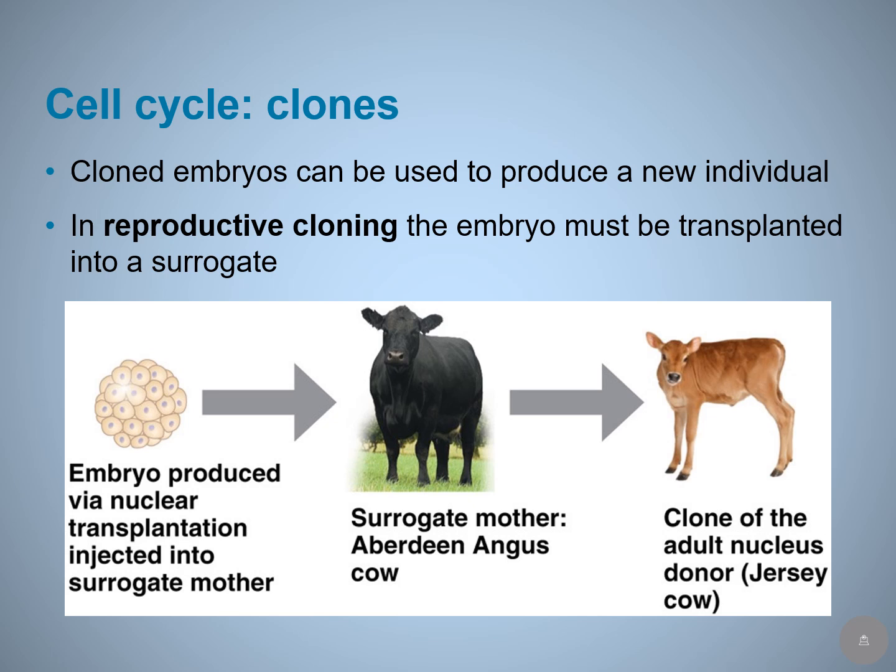So in reproductive cloning, the cloned embryos can be used to produce a new individual. Here you can see that if an animal is to be cloned, that embryo is going to be injected into a surrogate mother. In this case, it was a cow, and then she was going to have a Jersey cow because that was the cloned embryo.